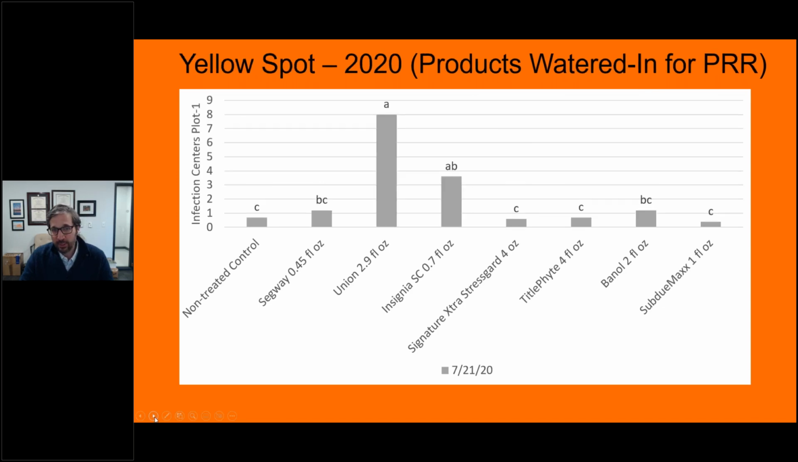Now, we often see yellow spot occurring as well. We don't really see any impact of the watering in this case. But typically with azoxystrobin, we can see higher impacts of yellow spot occurring in creeping bentgrass.